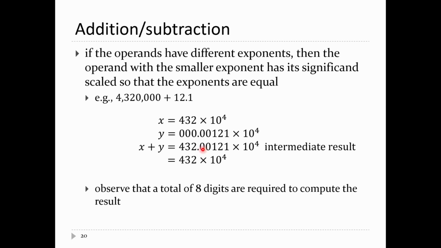I can't use any of the digits after the decimal point. So round the result. That rounds to 432 times 10 to the 4. Notice that to compute this sum, I need 8 significant digits. Our representation only has 4. So it's impossible to compute the sum exactly.